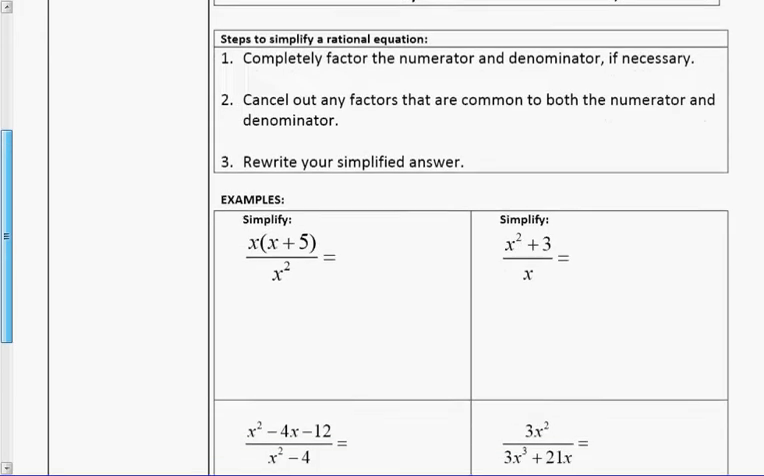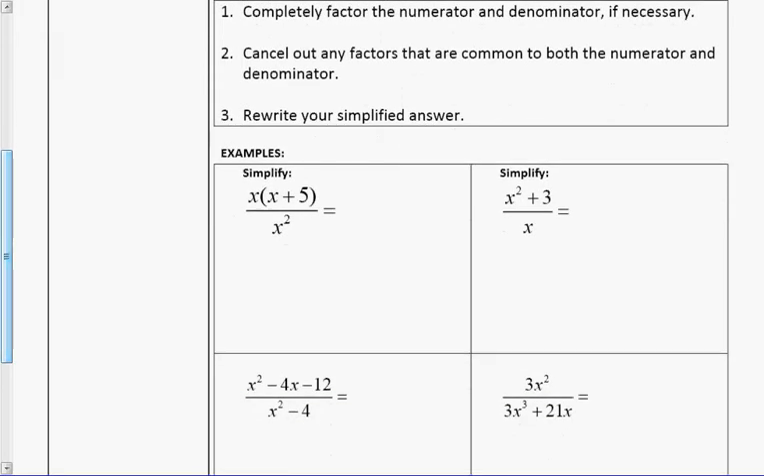And this first one says x times x plus 5 over x squared. The numerator is already factored for us, okay? But the denominator is an x squared. And we can also look at this x squared as x times x. And I'm going to pull it apart for a reason, and then we'll talk about it. We'll make it x times x because x times x is x squared.